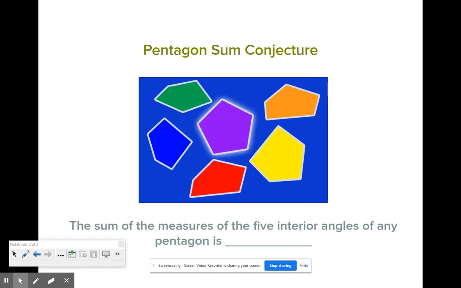We also have the Pentagon sum conjecture. The sum of the measures of the 5 interior angles of any pentagon add up to 540 degrees. It doesn't have to be a regular pentagon. It can be any kind of pentagon, just like the one shown. So all 5 of these angles will always add up to 540.